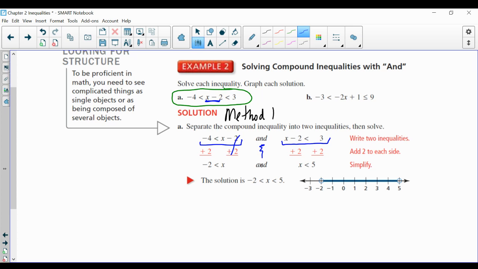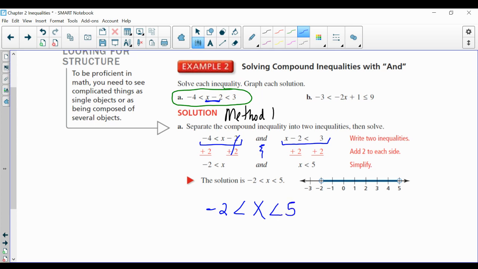And so now I'm going to write it as an "and" inequality. I wrote the word "and" again between the two. So I'm going to put my x in the middle, and then put my inequality signs and my numbers. So x is greater than -2 and less than 5.